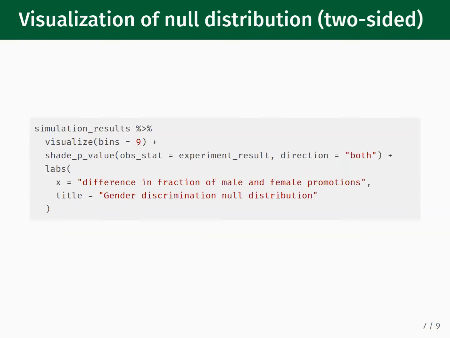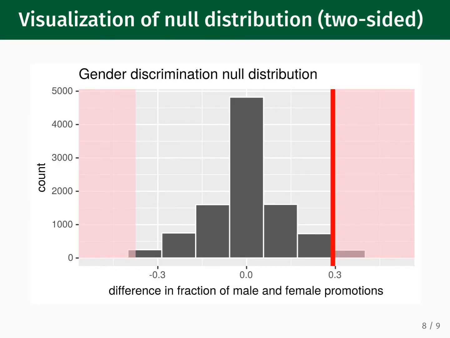To create a visualization for the two-sided hypothesis test, we take the code we used to create the visualization last time and change the value for the direction keyword in shade_p_value from right to both. Everything else we can leave the same. Like in the college applications example, our null distribution visualization has two shaded red regions on it instead of one. These regions indicate which parts of the null distribution contain values that are the same or more extreme than the observed value.